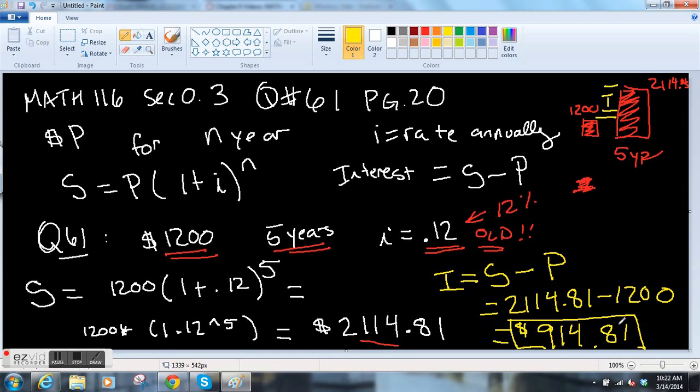I'm kidding. That's how you do this problem. That's the interest you earned, and that's your total accrued amount. What do they call it? Yes, the amount S. There you go.